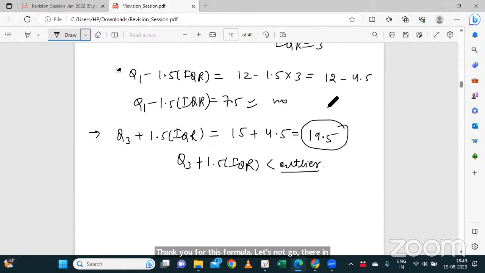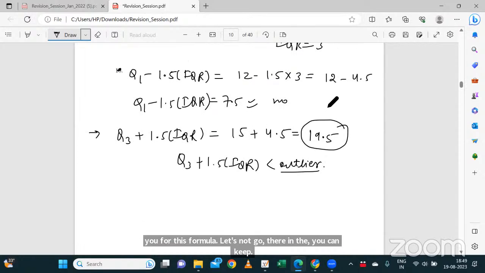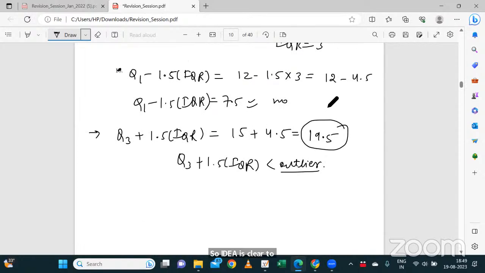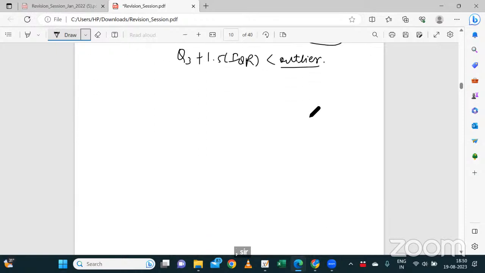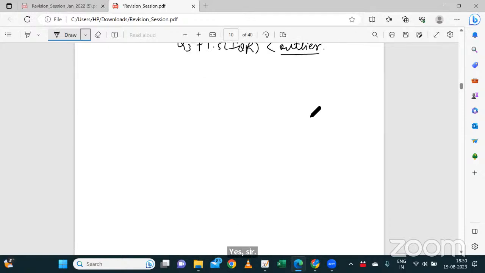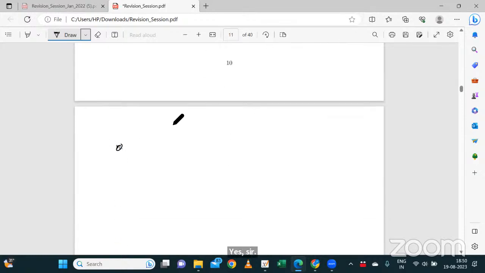Okay, so the idea is clear to everyone: IQR, percentile, quartiles, outliers and all. Yes, sir. Okay, so I think we have covered the concepts of week 3, so now we can move to week 4. Yes, no?